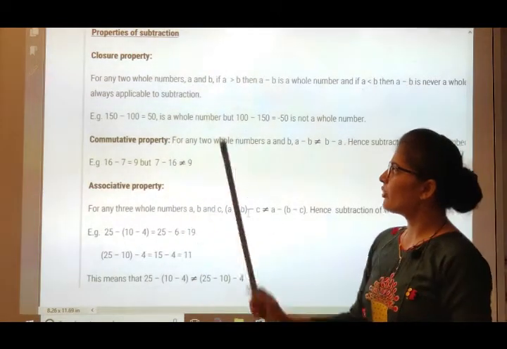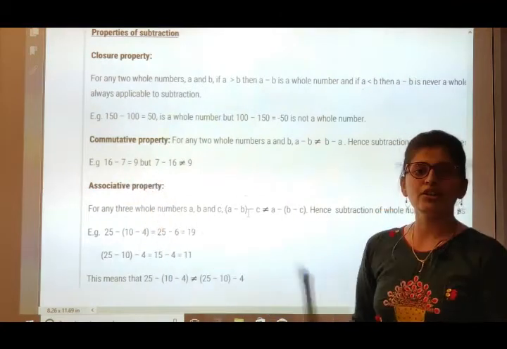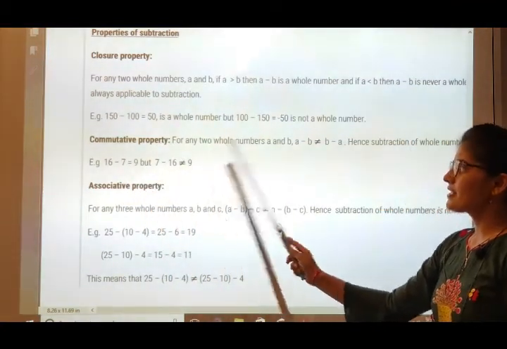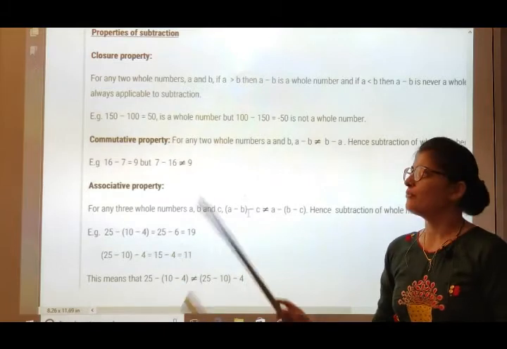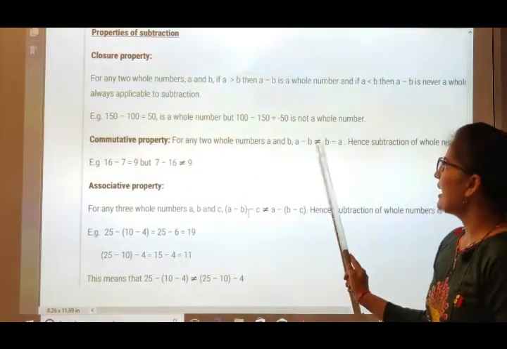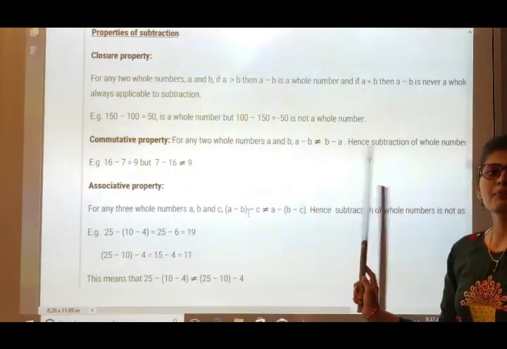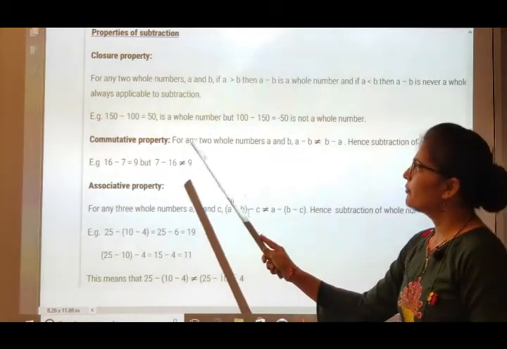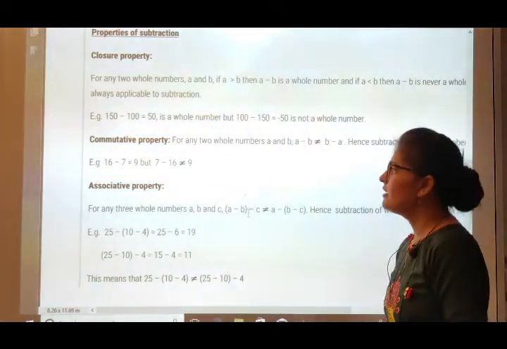Now let us see commutative property. For commutative property, 16 minus 7 is equal to 9, but 7 minus 16 is not equal to 9. That means that whenever A minus B, it will never be equal to B minus A. So commutative property is also not satisfied by subtraction.